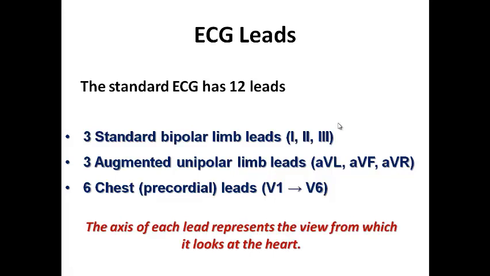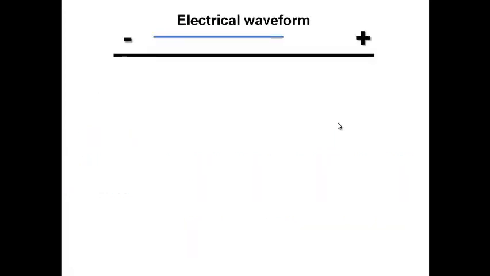The axis of each lead represents the view from which it looks at the heart, and this is why we need to understand the Einthoven triangle, so we can understand how each lead sees the heart, or where it is seeing the heart from. We need to understand an important fact: if the electrical waveform of the heart is directed towards the positive pole of the lead, it will show a positive deflection. So I will show it again.